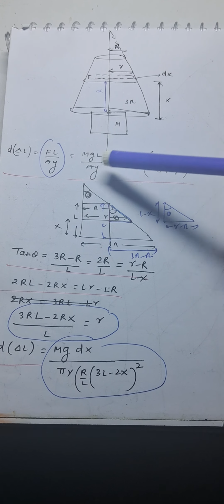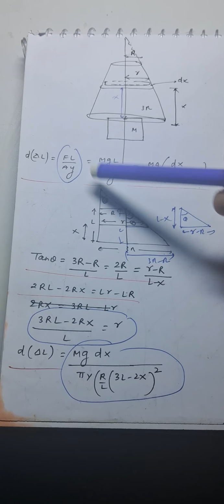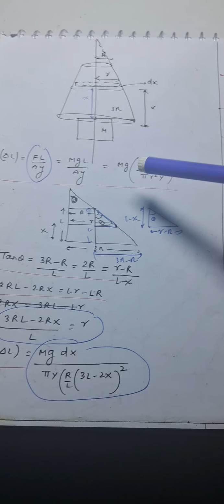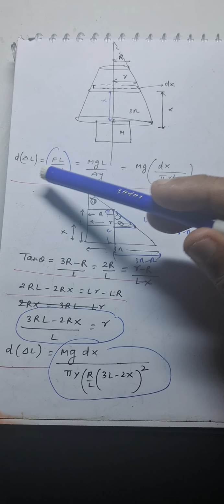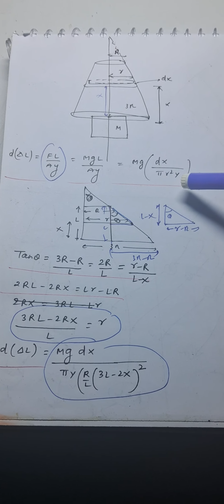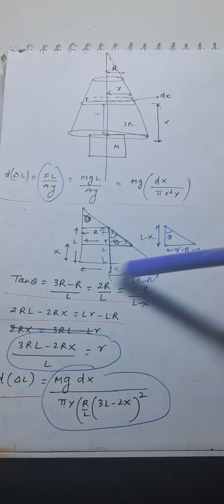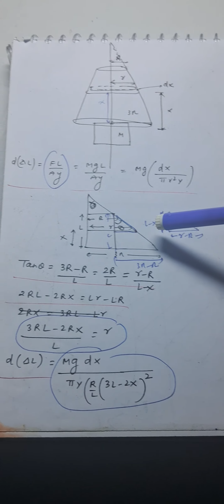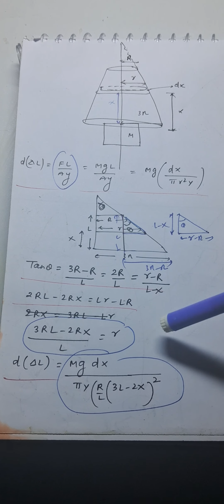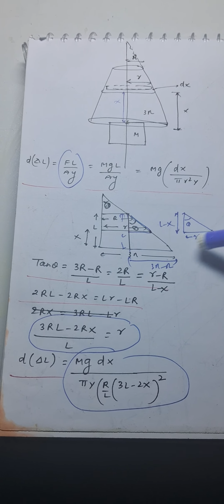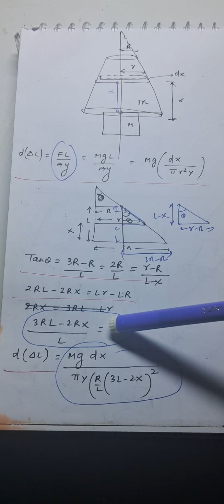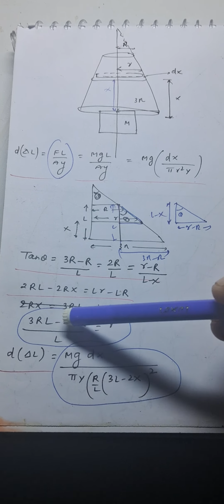So here is mgL upon AY, as the entire mass will be the force acting on this. We assume that the frustum is massless. So from here we get the elemental change in length as mg into dx upon pi r square into Y. So we can make this triangle, and from the triangle we can say that tan theta is equal to 2r by L, which is also equal to (r minus r) upon (L minus x).